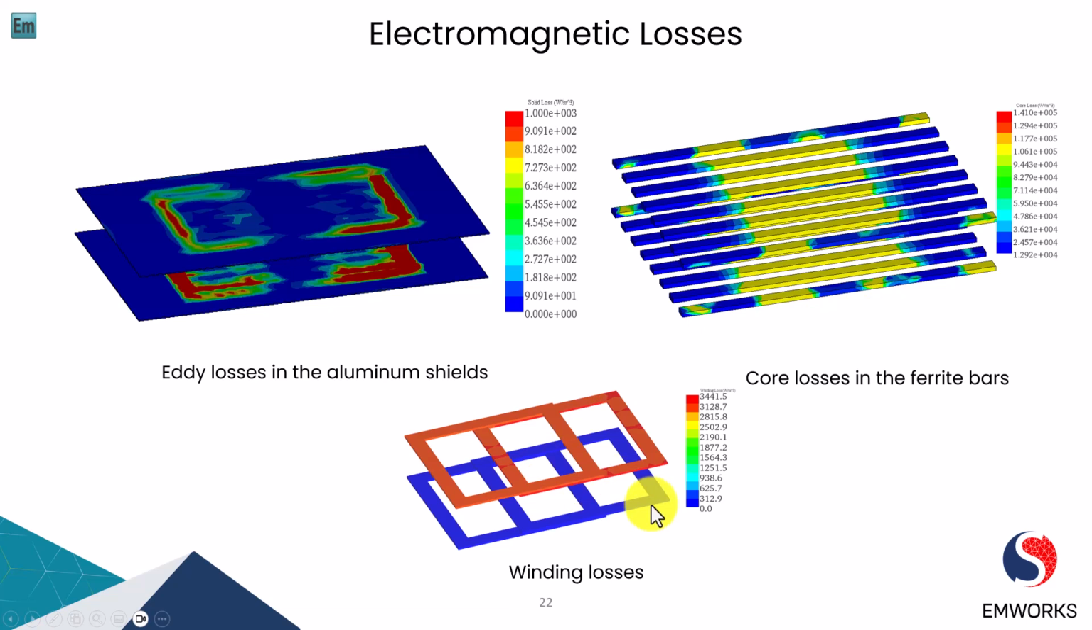Below we can see the winding losses, which occur due to the resistance of the wires. When current flows through the wires, they heat up and lose energy due to the resistance. These losses are proportional to the square of the current, so reducing the current flow through the wires can help to minimize these losses.